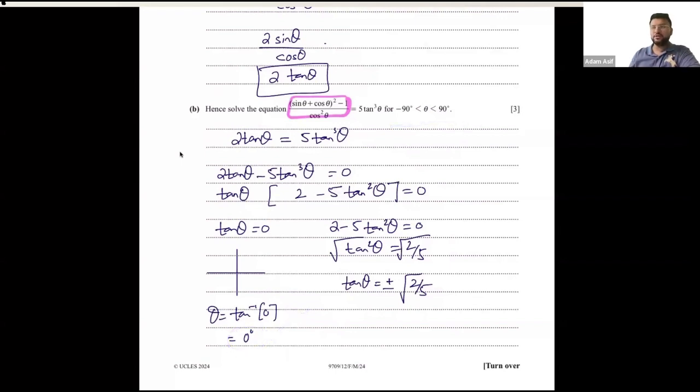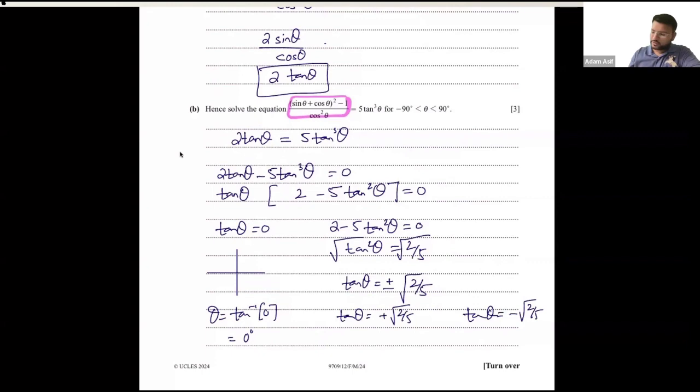Can there be any other angle where tangent theta is 0? 180 degrees, but 180 degrees is not part of the domain. Minus 180 also, but that's not part of the domain. So only this angle from here. From here, I'm going to get multiple angles. Tangent theta is equal to positive root 2 upon 5, and tangent theta is equal to minus root 2 upon 5.